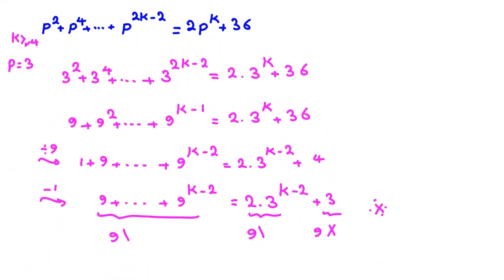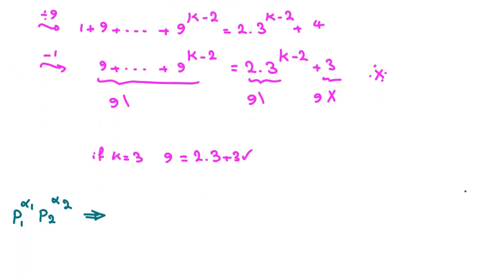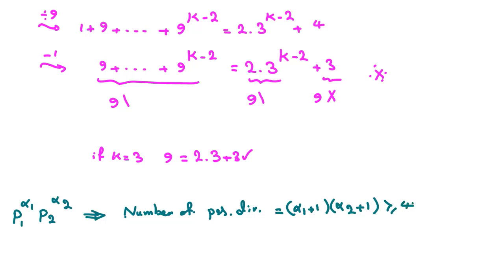As you can see in the previous case, the left side was so much greater than the right side, because it's 9 to the k minus 2, 3. So we understand when we have more divisors, it seems that f of n, the sum of the squares of divisors, will be greater than g of n. So when we have a product of two primes, the number of positive divisors will be at least what? It is equal to alpha 1 plus 1 times alpha 2 plus 1, which is at least 4.